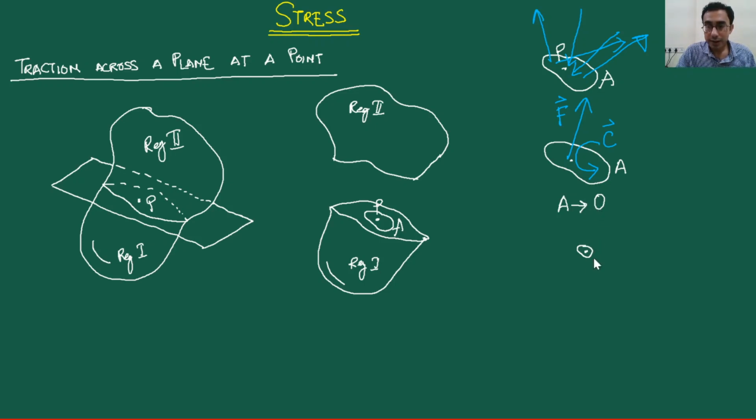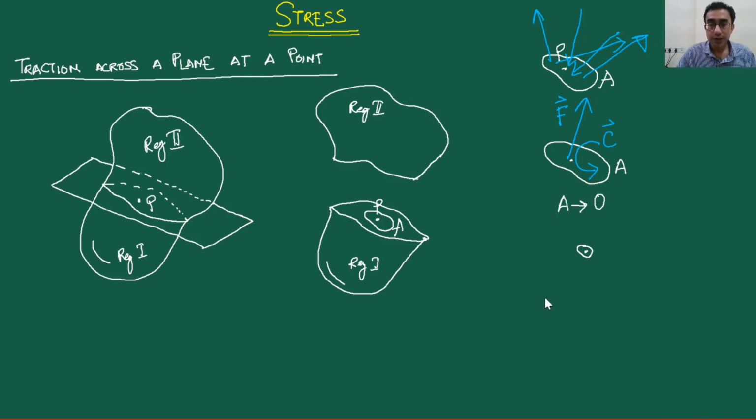If we are decreasing the area, the moment arm size is also decreasing. In the limit that A actually tends to 0, that moment arm is basically going to go to 0, and that is how the couple is going to become 0.